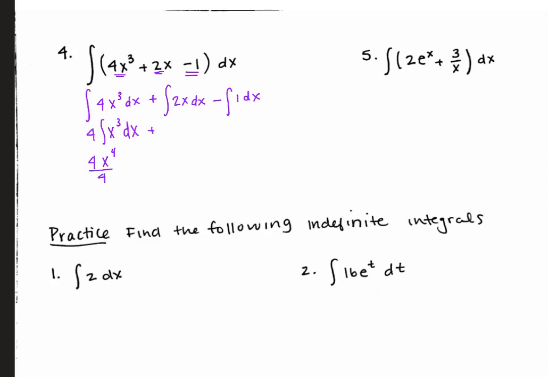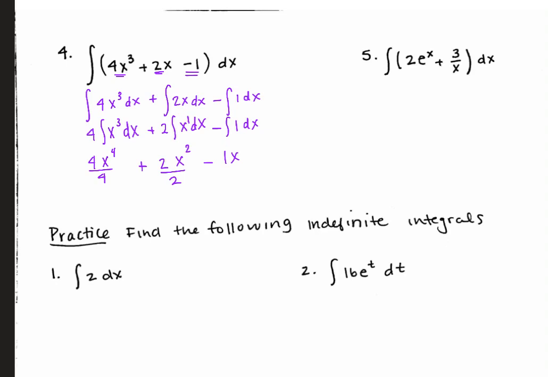The next integral, I can take out the 2, and that is x to the 1 power. That's the power rule. So I'm going to add 1 to the exponent and divide by my new exponent. And the last one is the constant rule, where that just ends up being 1x.